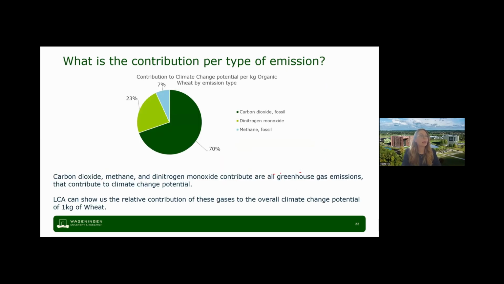And we can also look at the contribution type of the emissions. So if we zoom in on the climate change potential for this organic wheat, you can see here, for example, that 70% is carbon dioxide and 23% dinitrogen monoxide. And all of these are greenhouse gas emissions contributing to this impact category of climate change.